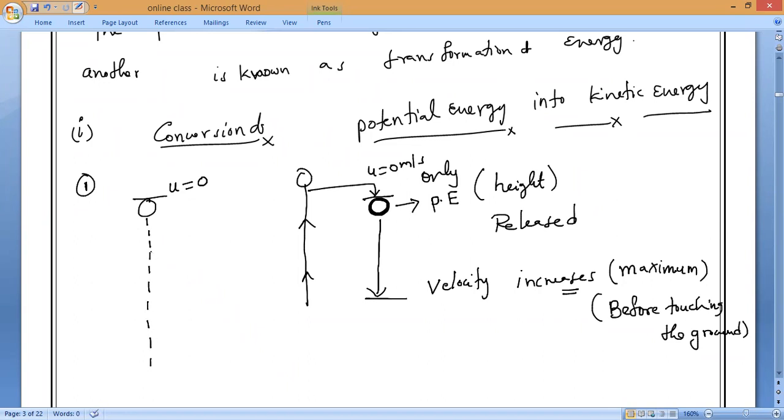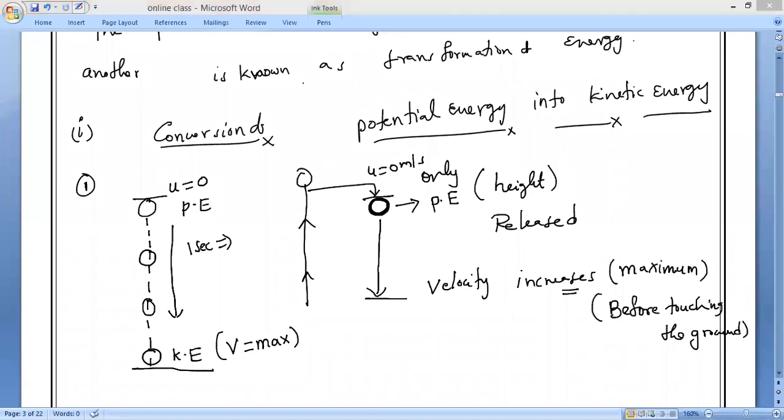Observe very carefully. When it comes to the middle, some amount of potential energy has converted into kinetic energy, and at the next level, some more potential energy converts to kinetic energy. Before touching the ground, complete potential energy has converted into kinetic energy. That is why, before touching the ground, the final velocity is maximum. When any body is falling towards the ground, what is the change in velocity for every second?